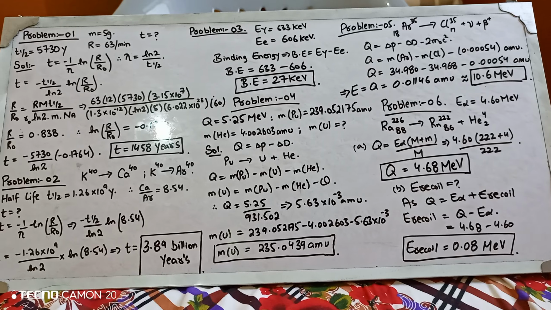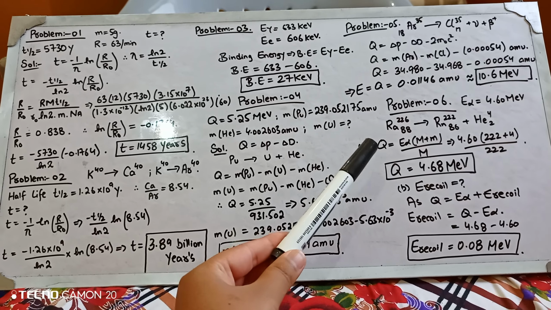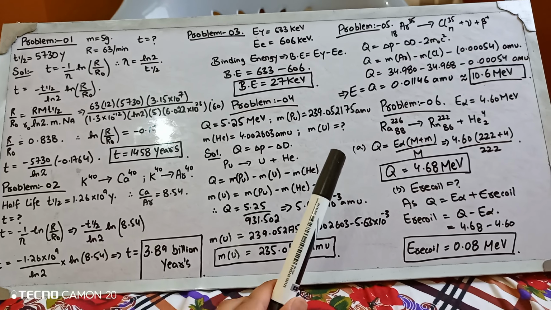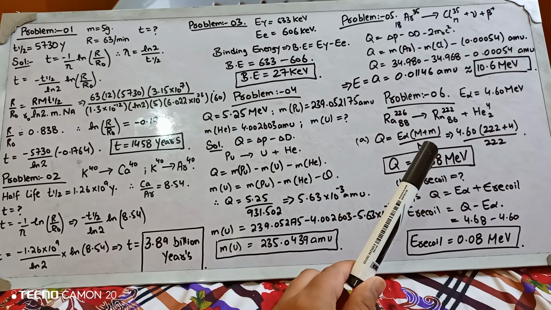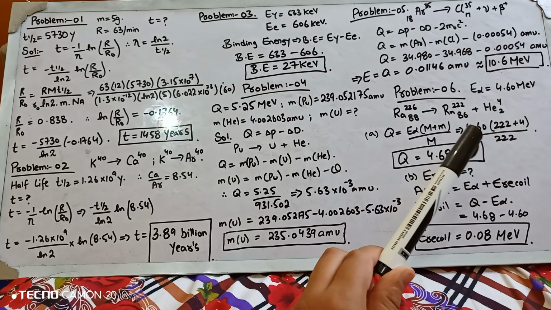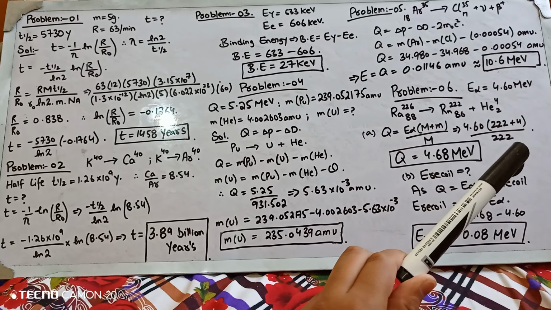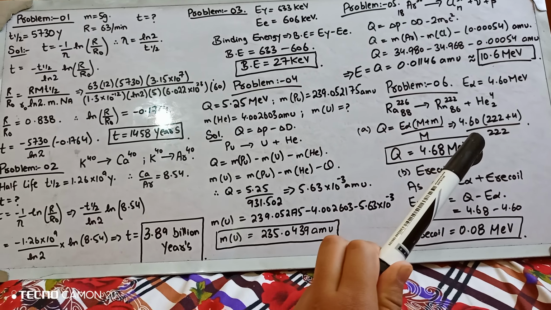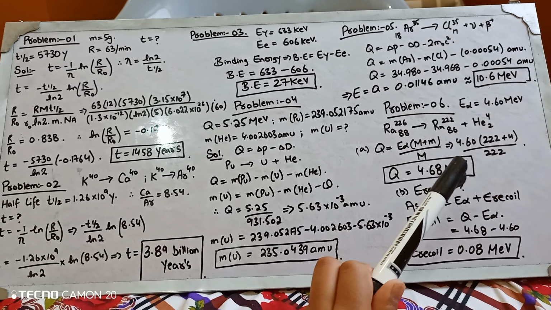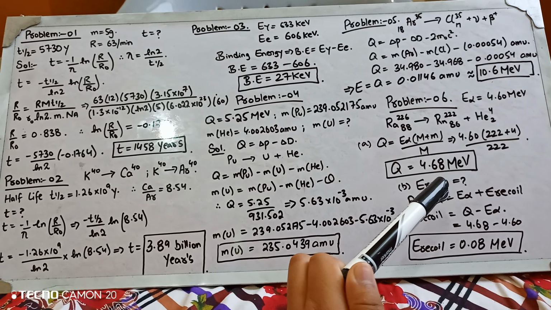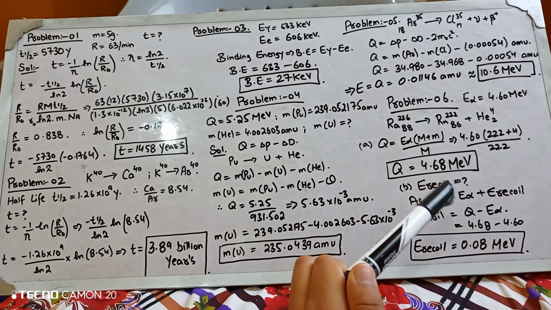To find the Q value, if E alpha is given, there is a relation: Q equals E alpha times (M plus m) divided by M, where capital M is the mass of the recoil and small m is the mass of the helium atom. So the mass of the recoil is 222, as you can see, plus small m, the mass of helium, which is 4, divided by capital M, which is 222, and E alpha, which is already given, 4.60. Okay, so after dividing, you will get your Q value of 4.68 mega electron volts.